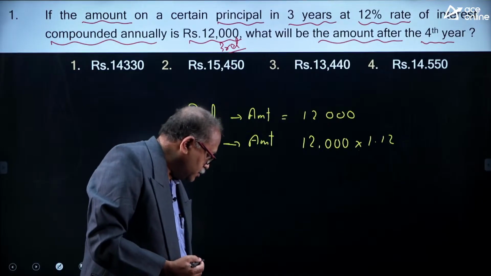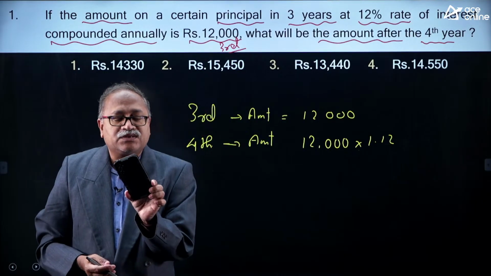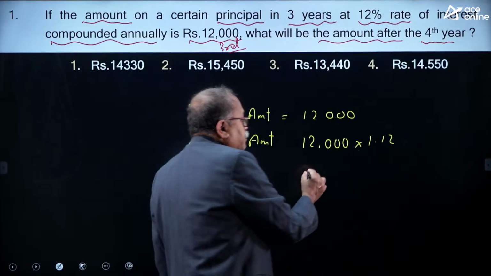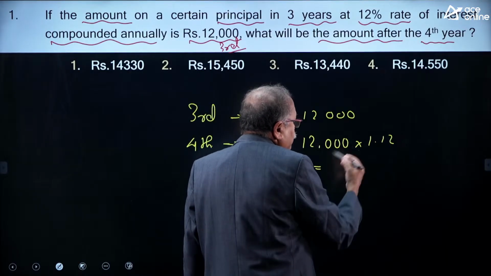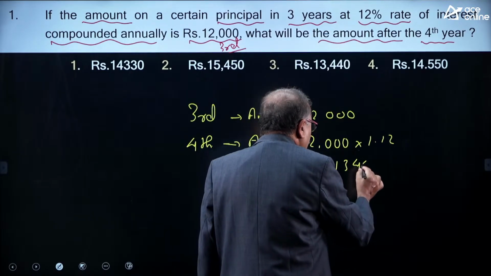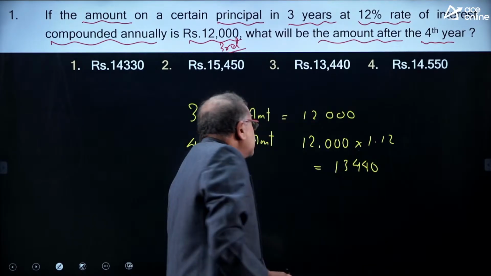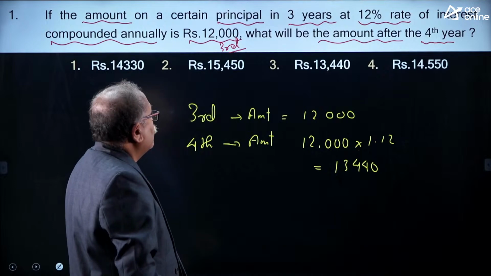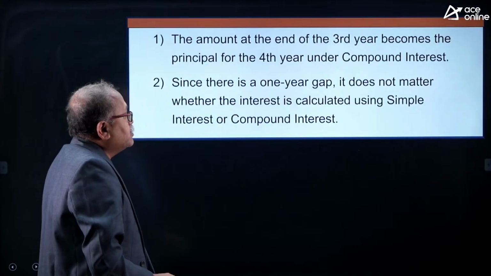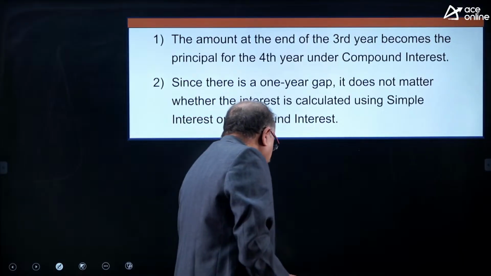Oh, that's so nice, Pandu, 13,440. You are correct when you are multiplying this one. So you will be getting 13,440. That means your answer is option 3. Let me check. You are right, my dear friend. Moving on to the next question over here.